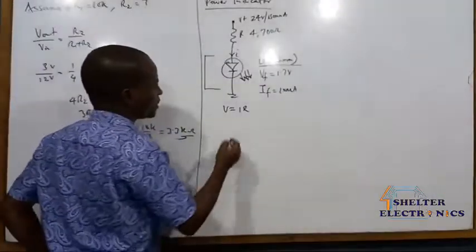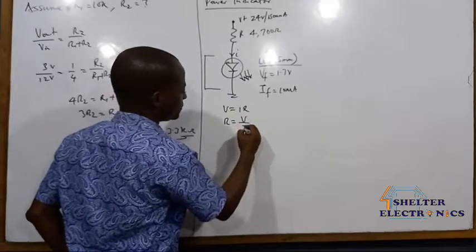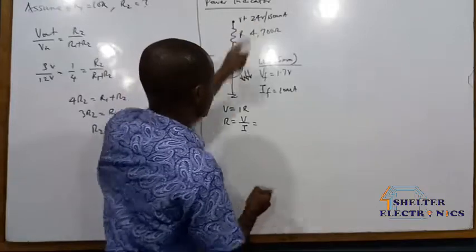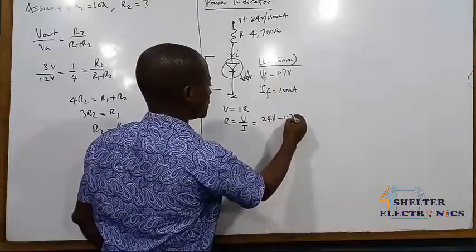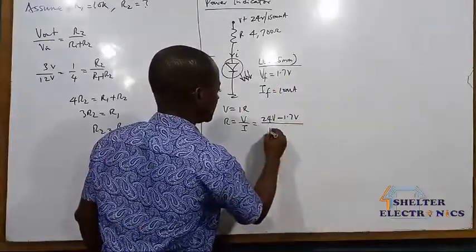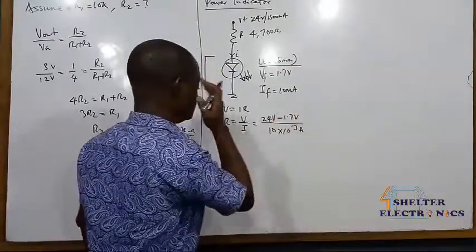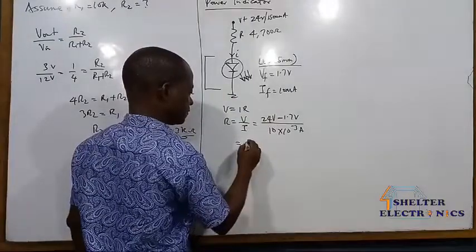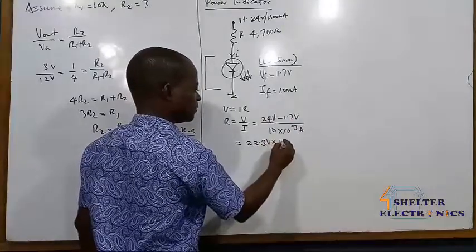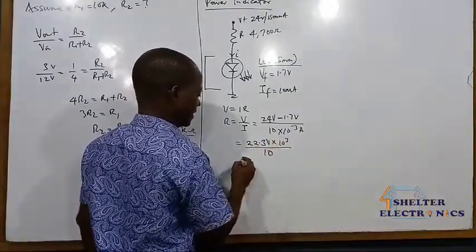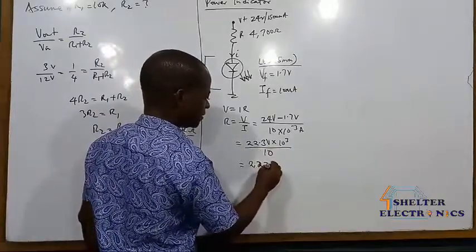From Ohm's law, we obtain the value of the resistor needed by dividing our voltage by the current. In this case, the voltage is 24 volts coming in from the adapter. The LED needs no more than 1.7 volts, so we subtract that from 24 volts and divide by 10 raised to the minus 3 amps. That's the 10 milliamps. If we compute this, we have 22.3 volts multiplied by 10 raised to 3 divided by 10, and if we further compute, we'll end up having 2,230 ohms.